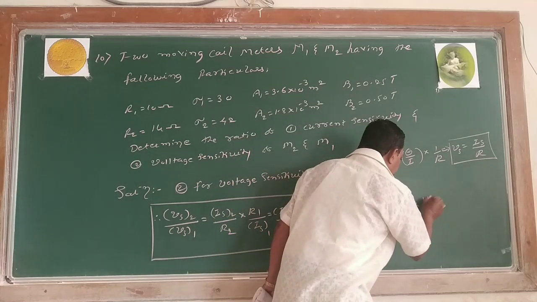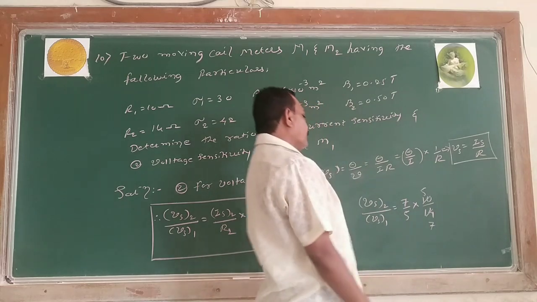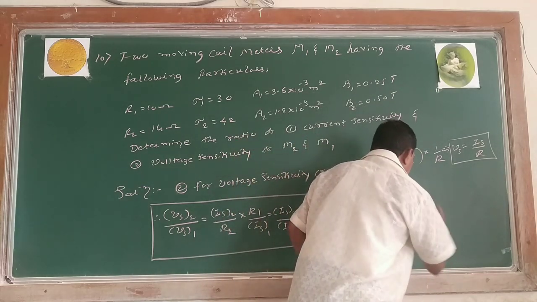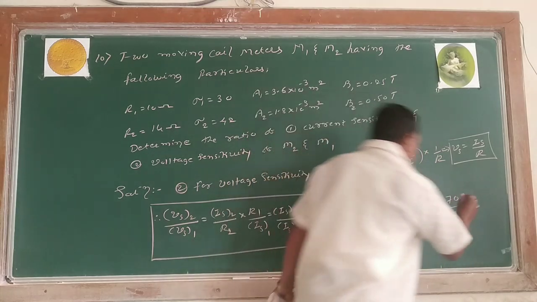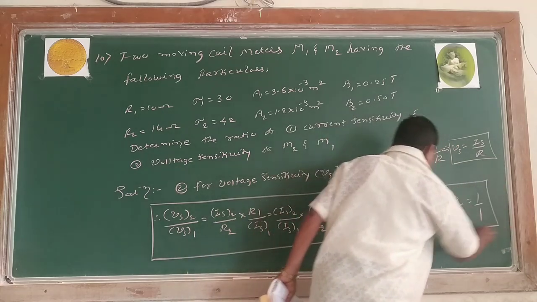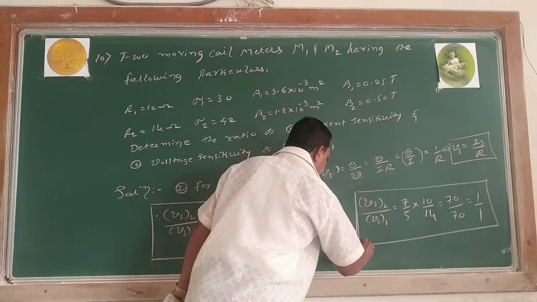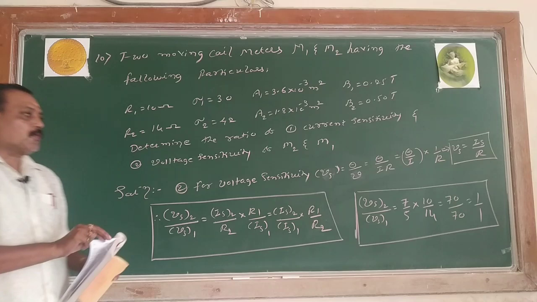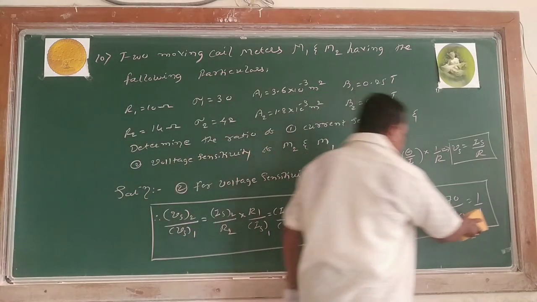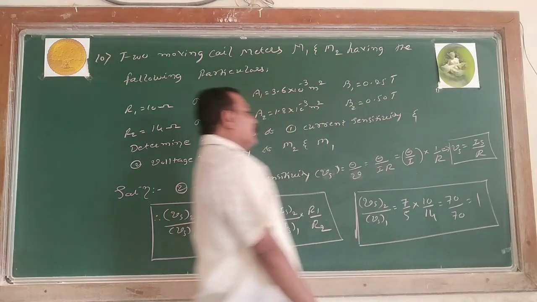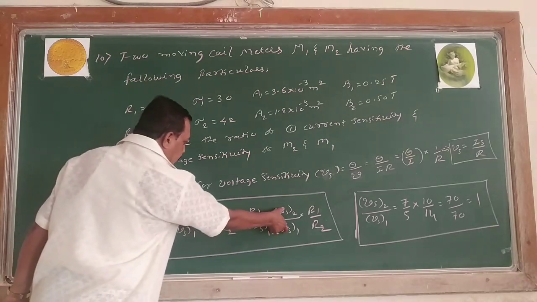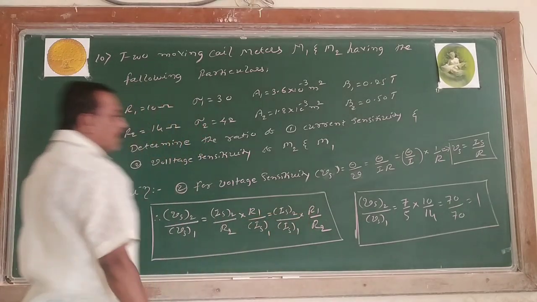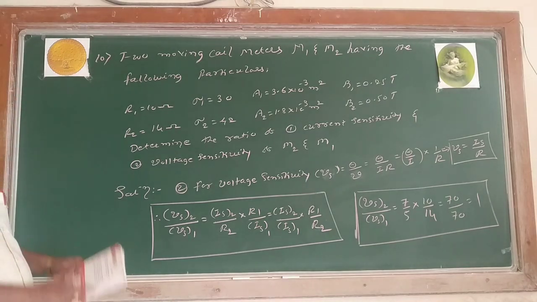So 2 2s are, 2 5s are, 2 7s are. Otherwise, shall I write 10 by 14, 70 by 70. How much? 1:1. This is my answer. Voltage sensitivity for second meter to first meter is 1, that is nothing but 1:1. You can also write simply 1. This is the simplest way to approach the voltage sensitivity and current sensitivity ratio for second meter to first meter. Calculate it yourself: 7 into 10 is 70, 5 into 14 is 70, 70 by 70 is 1.